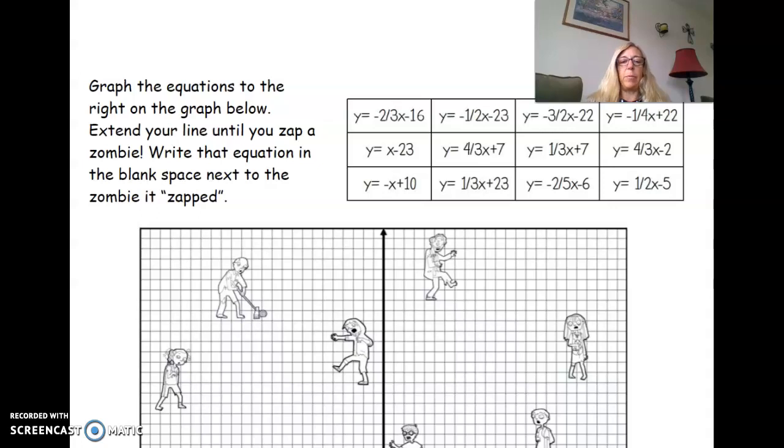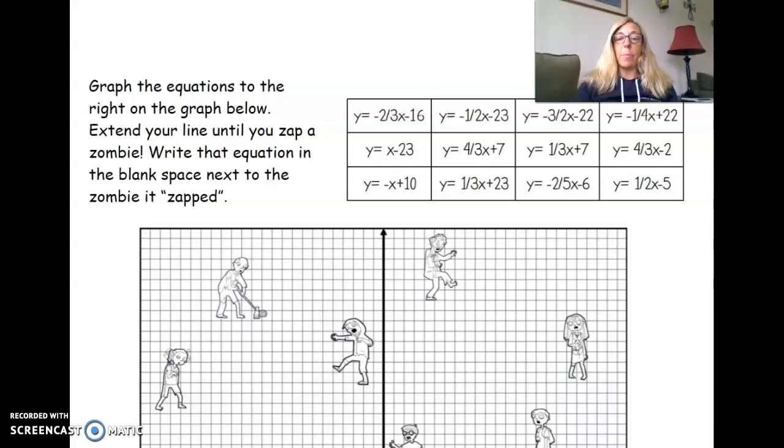Hey guys, today we are going to be zapping some zombies, and we are going to do that by graphing some equations that are in y equals mx plus b form. So before you start doing this on your own, I'm going to give you an example to go by. Hopefully once you have seen my example, you'll be able to rock the rest of those equations.